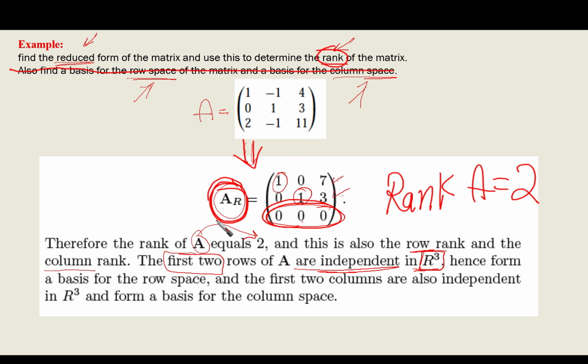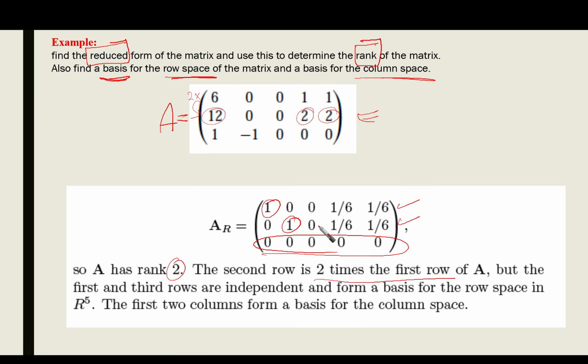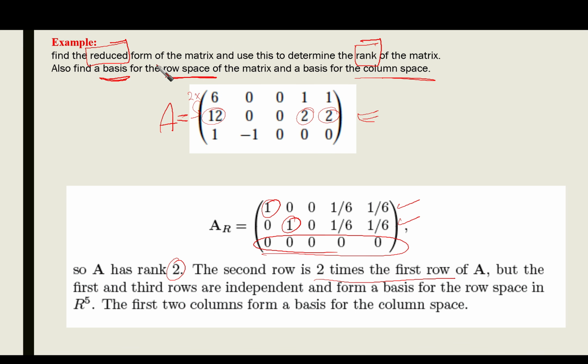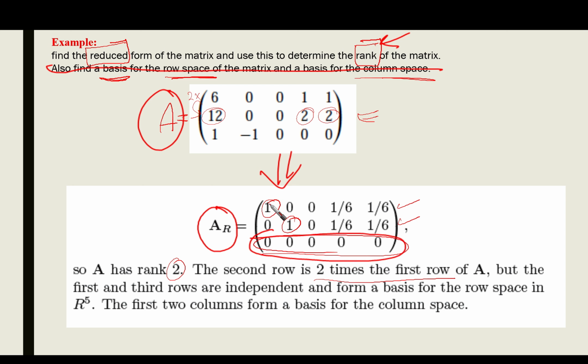Okay? Now let's go to the next, another example. Also forget about the sub bases here, just the rank is the important thing. So we have a matrix here, A. You can work out the reduced form, which is AR, by yourself, and you're going to find zeros here. So we have 2 non-zero rows. So the rank of A equals exactly 2. Okay?